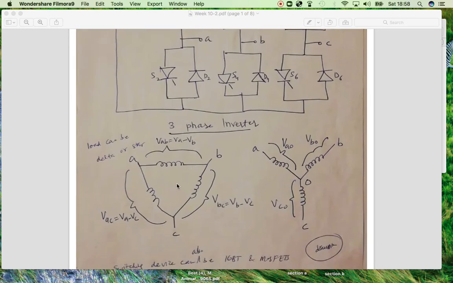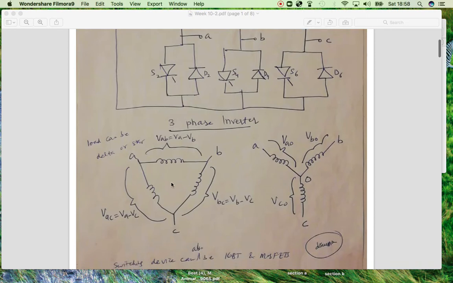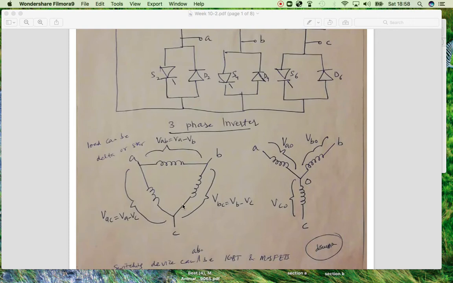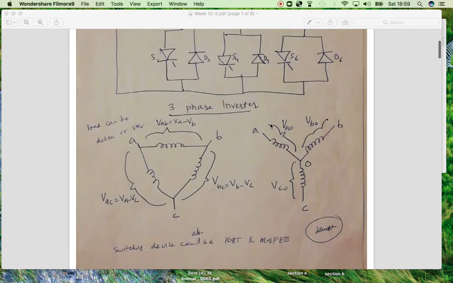These are the two diagrams in which we have two kinds of distribution of loads for the three phase inverter. One is the delta arrangement of load and the other is the Y arrangement of load. For the delta arrangement, we can calculate the line voltage if we have the voltage present at each terminal. So VA is equal to VAO, VB is equal to VBO, and VC is equal to VCO. If we know the Y voltages, then from these Y voltages we can calculate the line voltages of the delta. This is the first step of calculation.